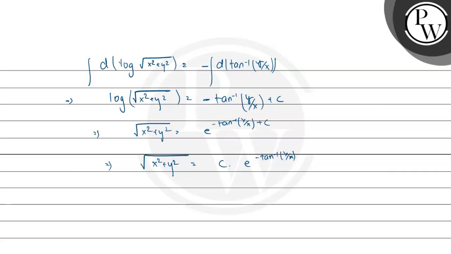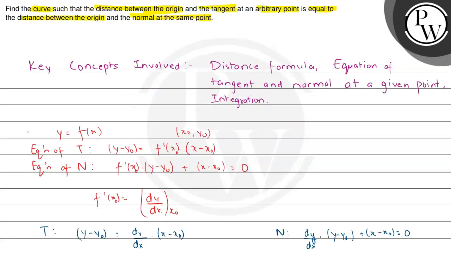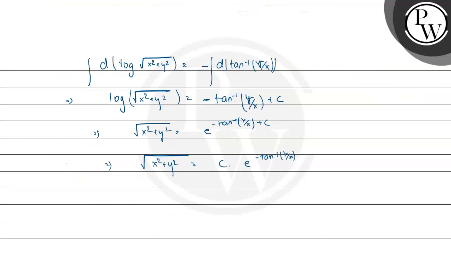So this would be our required equation, whose distance of the tangent from the origin and distance of the normal from the origin would be the same. I hope you understood it well and best of luck.